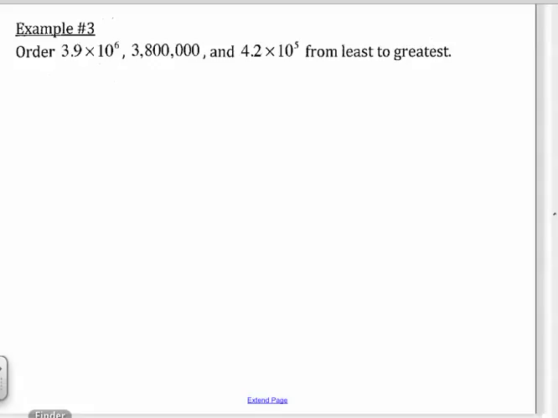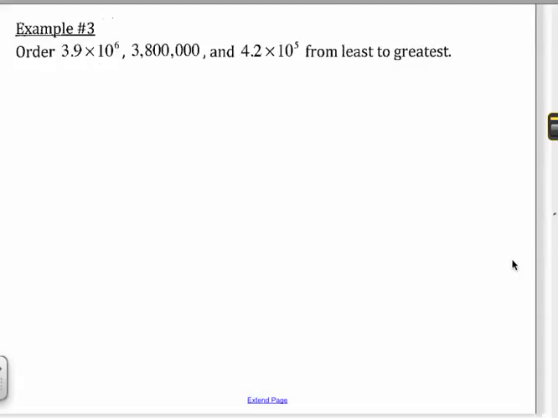All right, guys, let's look at this next example. Fritz, all we have to do, if we want to figure out which ones are bigger, or from least to greatest, is change them all to scientific notation and look at the exponent of the 10. That should help us out. If they're the same, then we compare the other number, right?